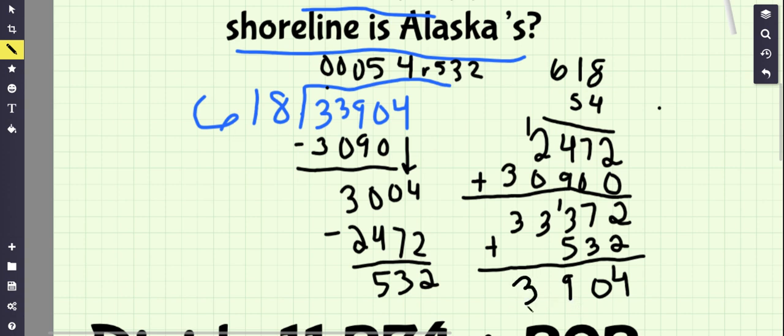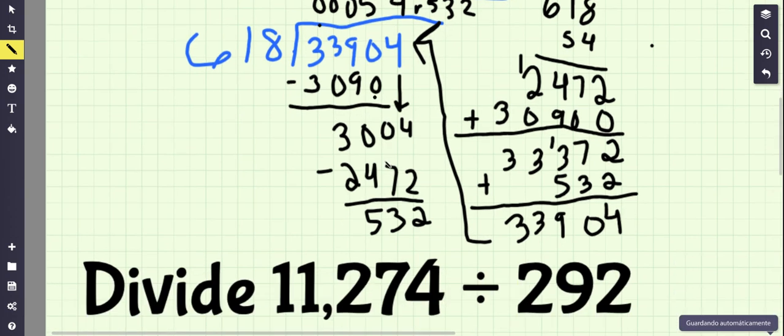Yep, that works. So when we get our product after multiplying, we also have to add the remainder. Since our remainder was 532, we add that, and it goes back over here. We divide.